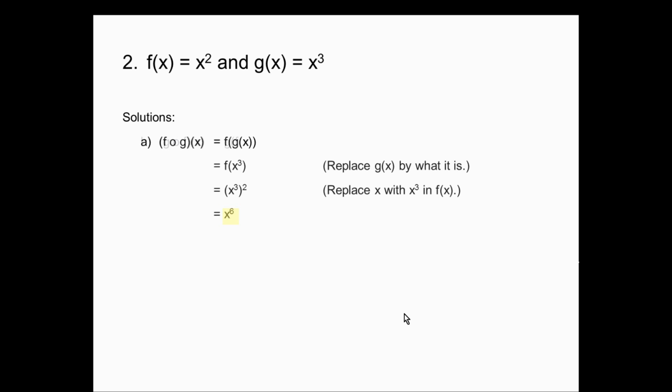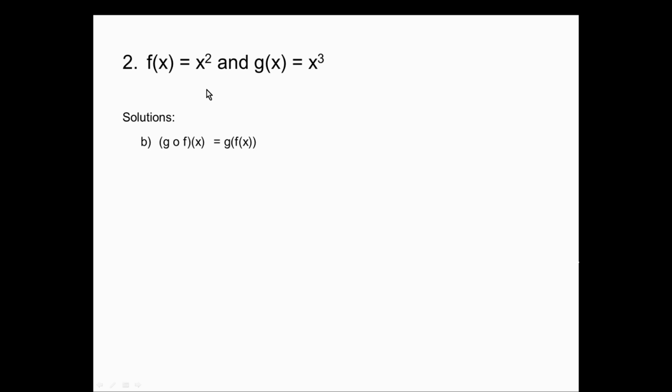Okay, part B is the composition the other way around. Part B, g composed with f of x. Remember, that's g of f of x. The first thing we'll do is replace f of x by what it is. It's x squared. So I'll have g of x squared. Now in your formula for g, replace the x with x squared. So I'll have x squared cubed.